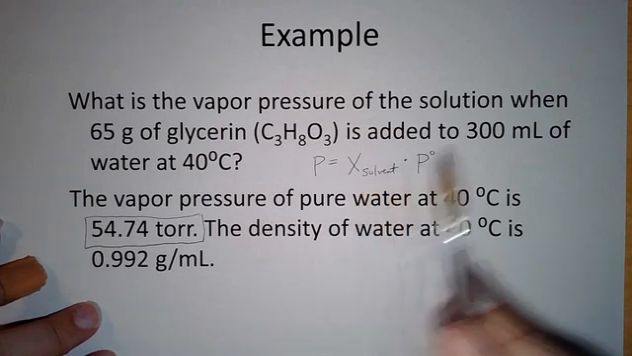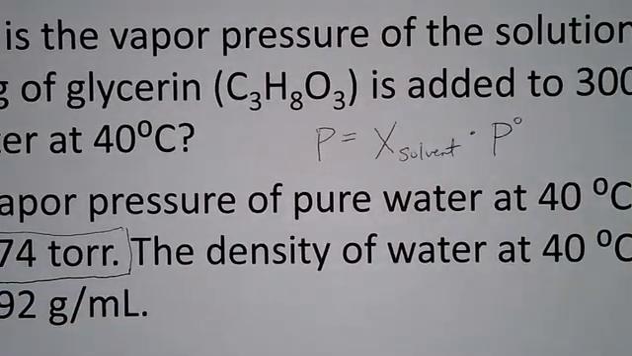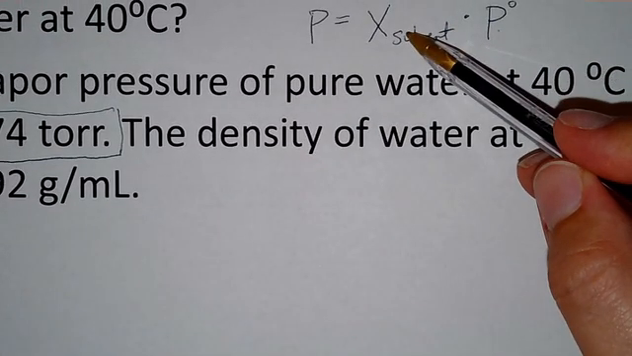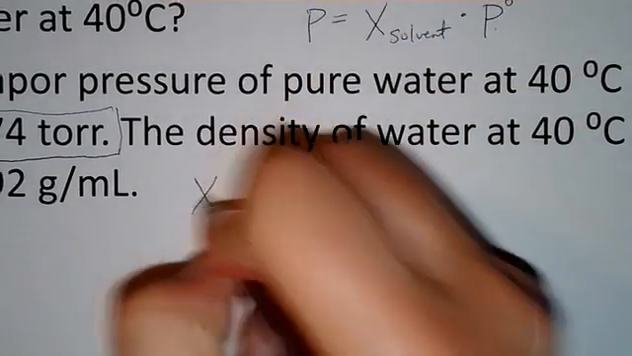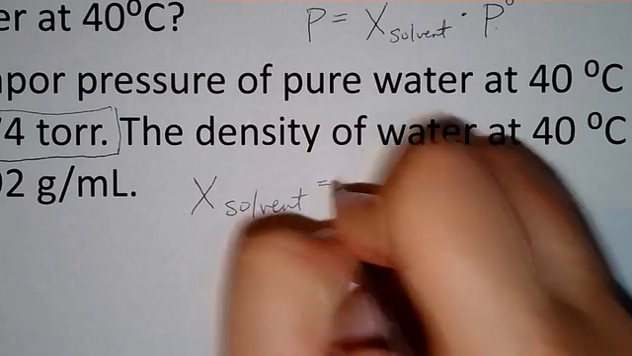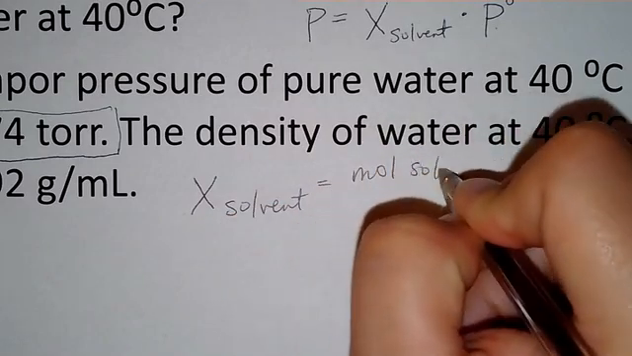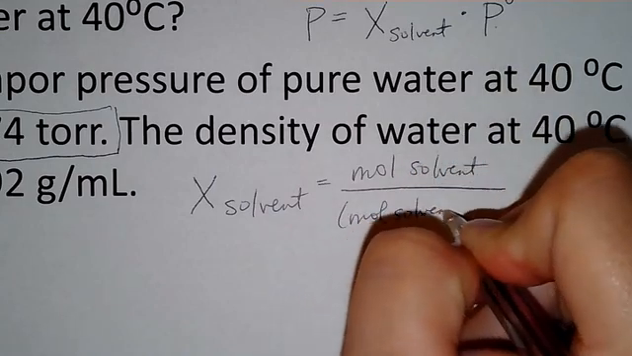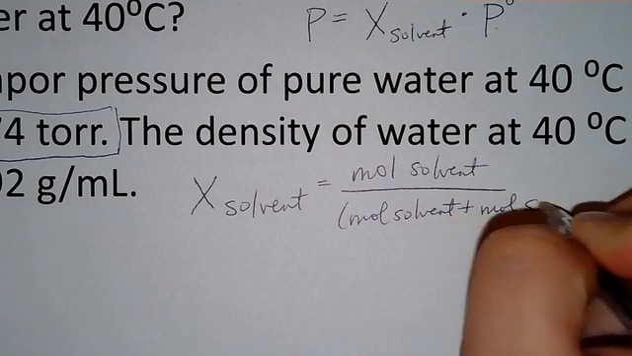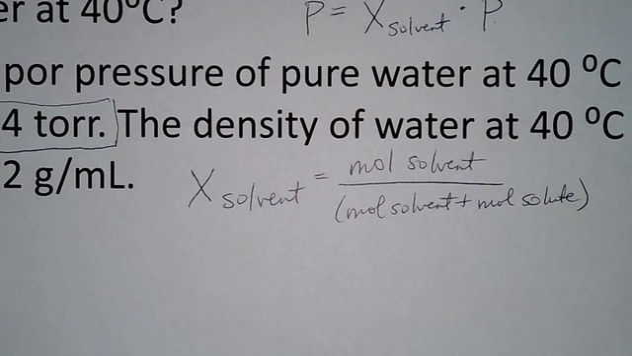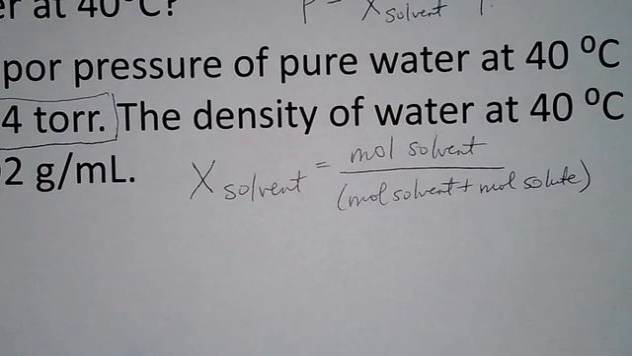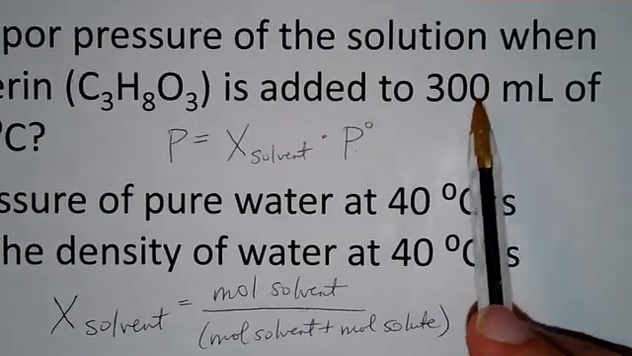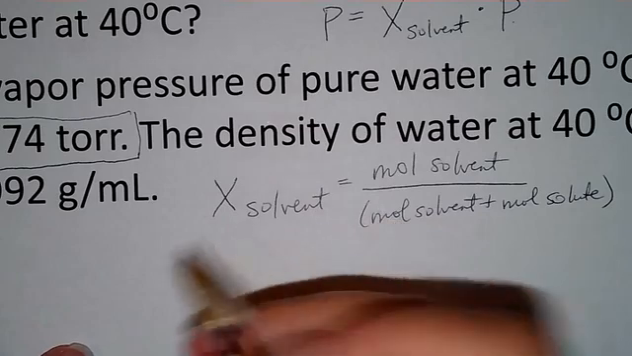Alright, so let's see what we have. Since we already have our pure pressure, we need to concentrate on getting our mole fraction of solvent. Mole fraction of solvent is going to be moles of our solvent over total moles, which is moles of solvent plus moles of solute. Our solvent is going to be the water, and we had 300 mL of water, so let's find that first: moles of solvent.